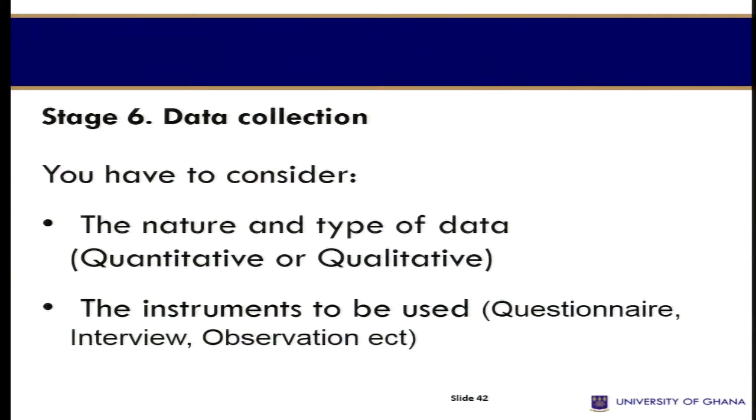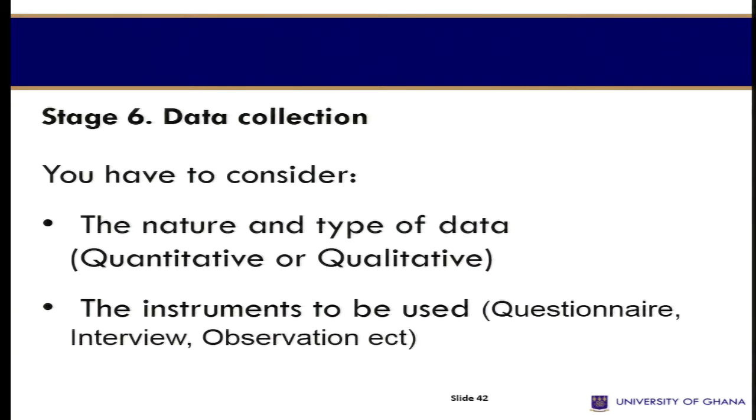Stage 6 relates to data collection. What is data collection? First, you need to consider the nature and type of data to be collected. Is it quantitative data or qualitative data? Secondly, you need to determine the instrument to be used. For instance, are you going to use questionnaire, interview, or observation? Let me state here that the most commonly used data collection methods in scholarly research in the social sciences are the questionnaire, interview, and observation.